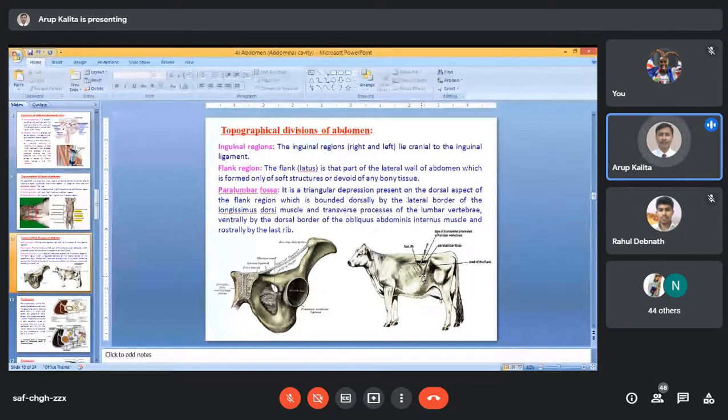So, where do you find the paralumbar fossa? The paralumbar fossa is found in the upper part of the flank region. What is the flank region? The flank region is that part of the lateral abdomen which is free of bony tissue. The flank and paralumbar fossa are very important because you have to perform the laparotomy in the animal in this area.